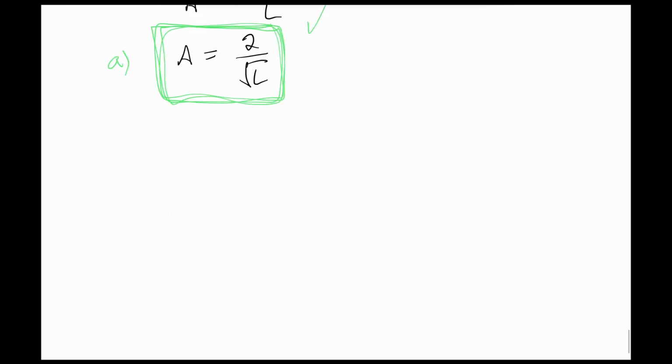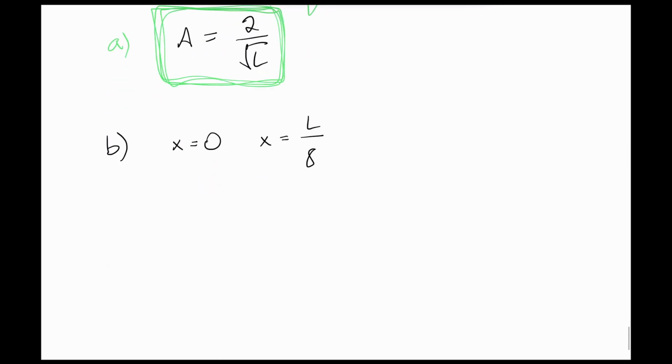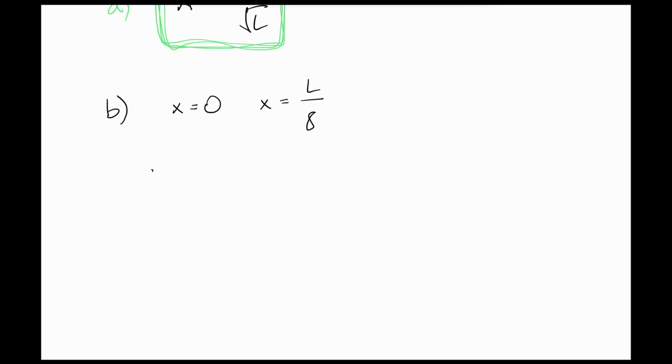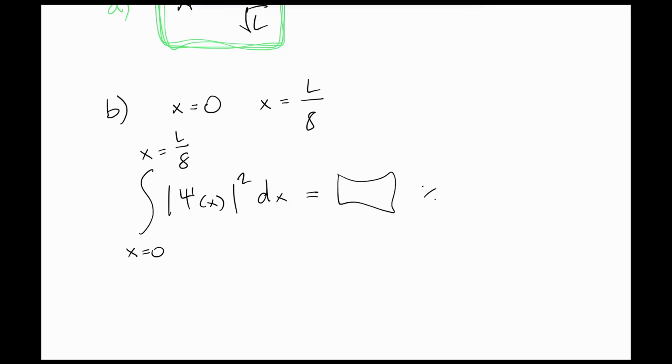Now part B was find the probability of finding the particle between x equals 0 and x equals L over 8, right? So how we determine this is we again take an integral. Now we have x equals 0, x equals L over 8, because we're just looking for the probability between those spots. And if we do this integral here, what we will get is a percentage of finding the particle between these two bounds over here.